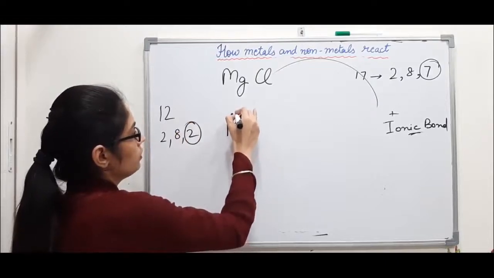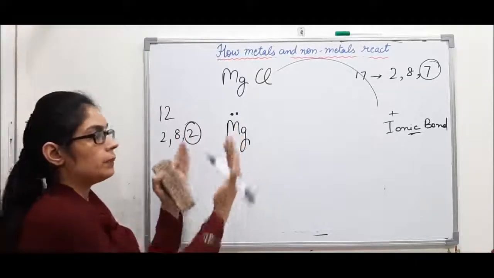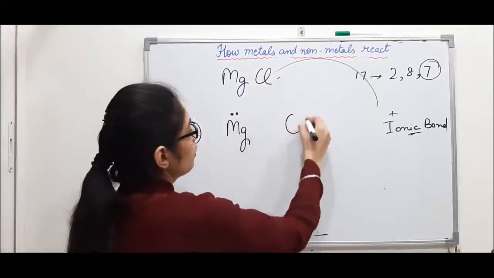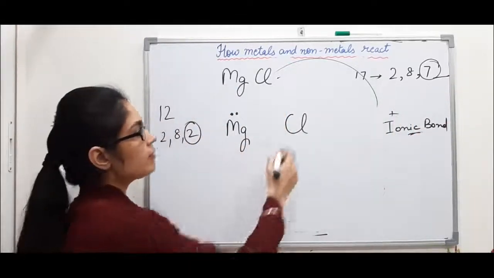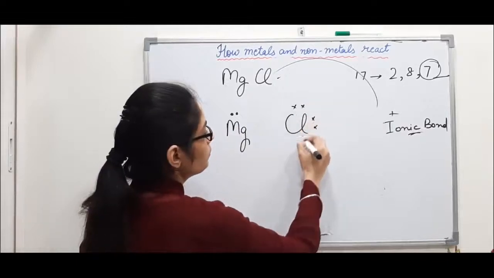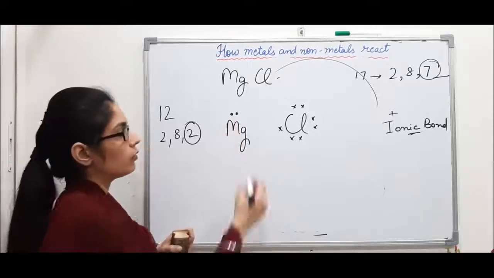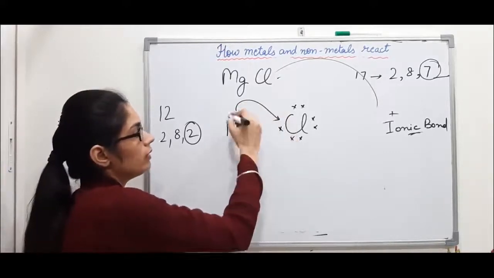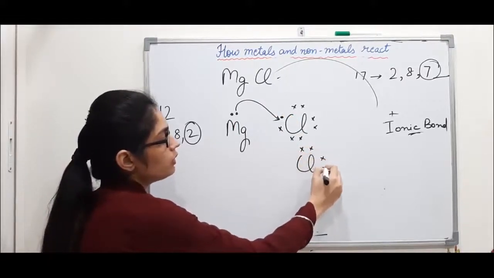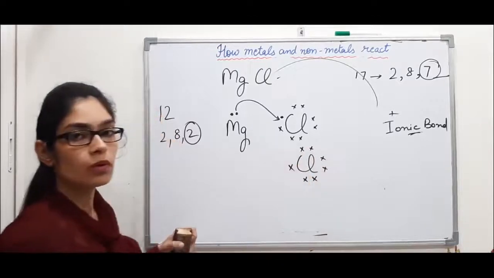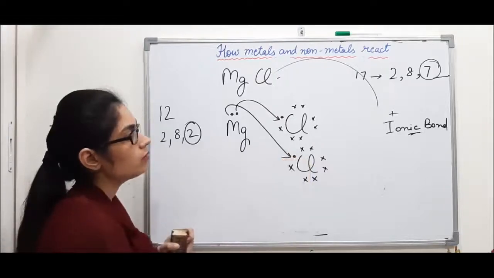So 2 electrons, and I have already told you if the number of electrons in the outermost shell is 2, that element is a metal. Chlorine, as in the previous compound, has 7 electrons in the outermost shell. Now magnesium has to lose 2 electrons, so it will lose 1 electron to this chlorine, and since 2 electrons are there, we need 2 chlorine atoms, so it will lose one electron to this chlorine atom.